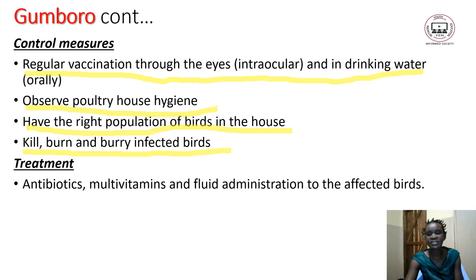As already mentioned, the diseases which are caused by virus are very, very difficult to control or treat. So that's why prevention can help to stop the spread of the disease. That's why we're mentioning killing, burning, and burying the infected birds to prevent the spread of the disease from infected ones to healthy ones. The only thing we can do is give them antibiotics, multivitamins, and fluid administration to those birds which are affected.